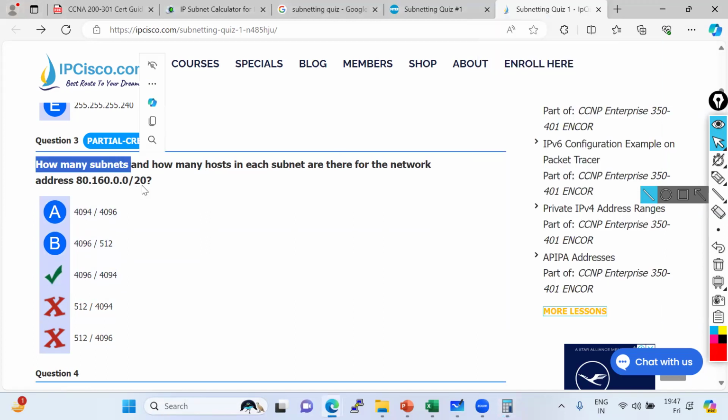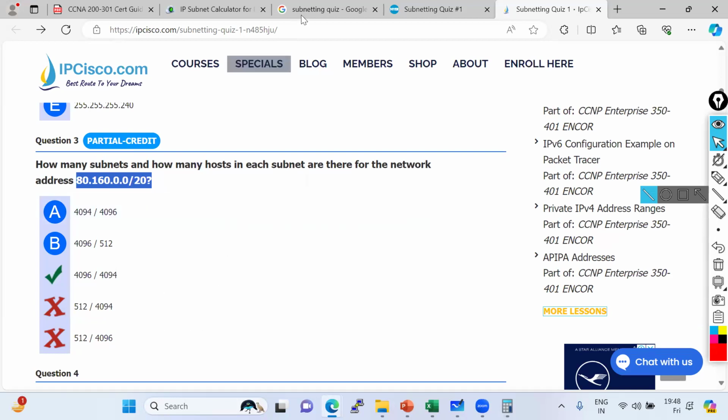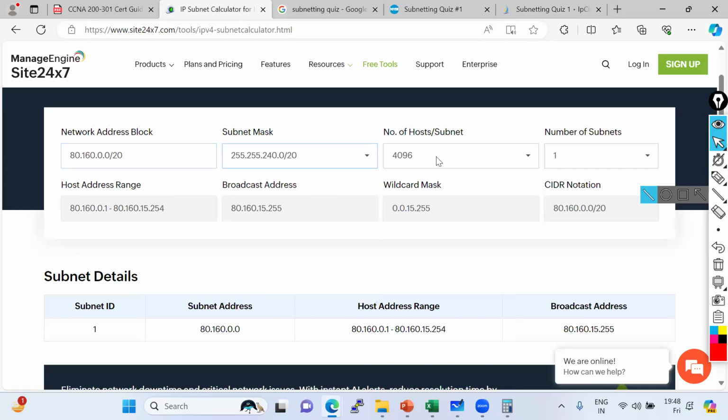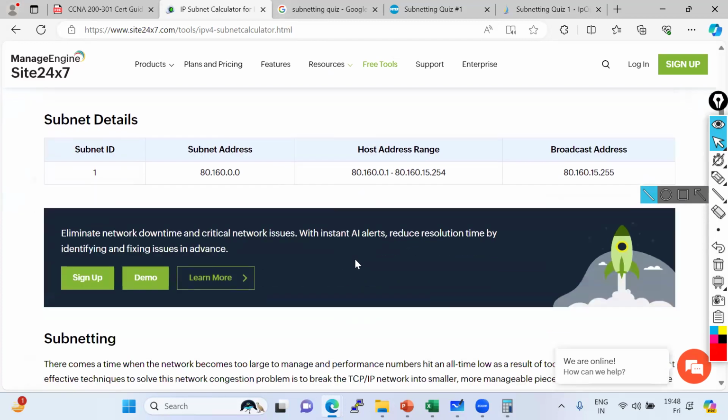So subnets could be... Let me see. This question looks incomplete. Let me put it here. /20. So the number of hosts, you can see this is correct, right? And subnet can be 4096 as well.